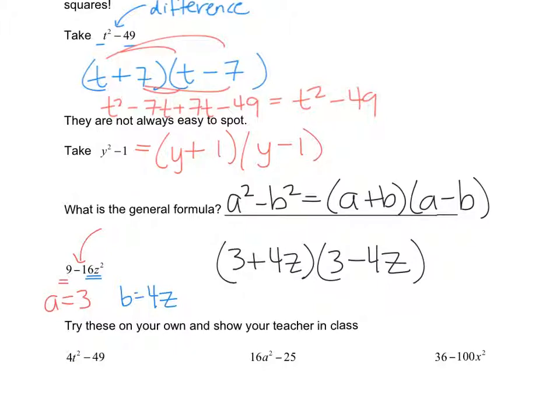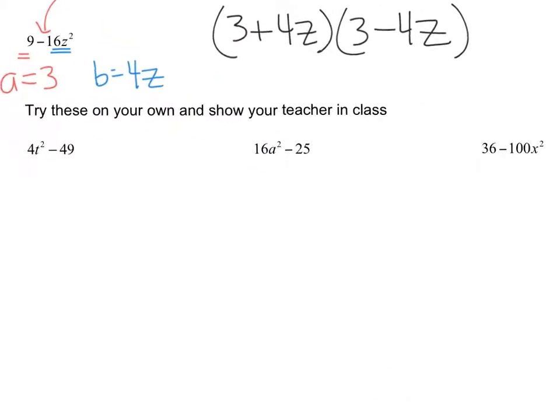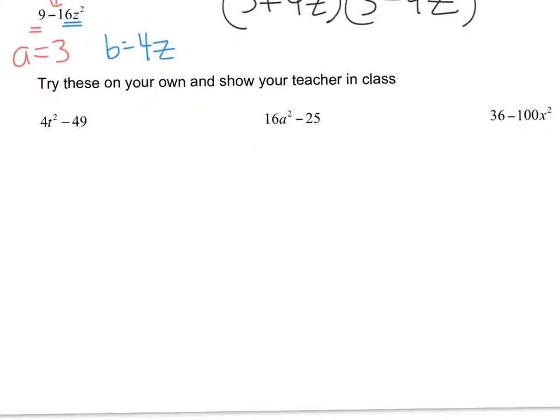These ones you're trying on your own, I'll go ahead and go through the solutions, but you can press pause now and try these ones on your own. Maybe you identified a to be 2t because you took the square root of it, and b to be 7 because you took the square root of it. Then you have 2t plus 7 and 2t minus 7.